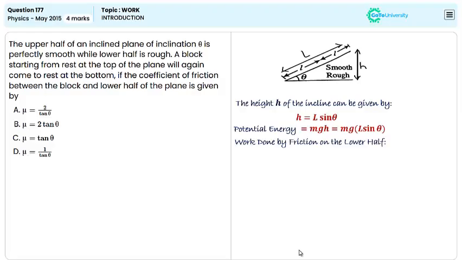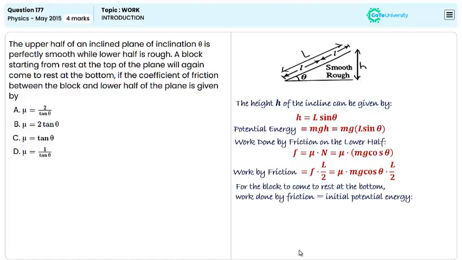Let's find the work done by friction on the lower half. Work done is nothing but frictional force times distance. So let's first find the frictional force on the rough lower half. That is F equal to mu times N, where N is the normal force, which can be written as mg cos theta. The work done by friction over the lower half of the plane is F times L by 2, which is mu mg cos theta times L by 2.